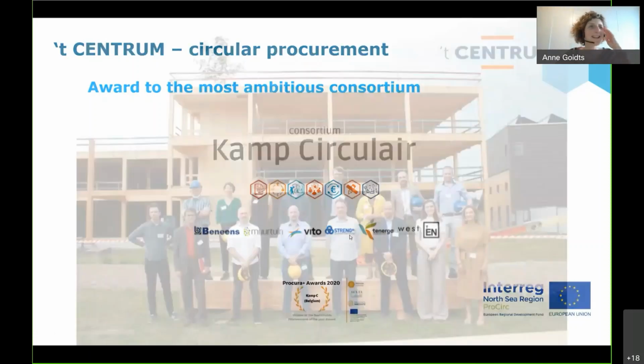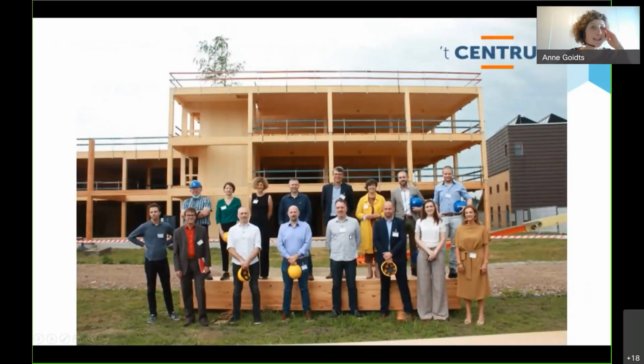And already in June, we planted the maypole because the structure of the building was finished. So you can see that it's a CLT structure. And of course, we're really happy. The building is really being built very quickly, and we hope to finish it by March 2022.